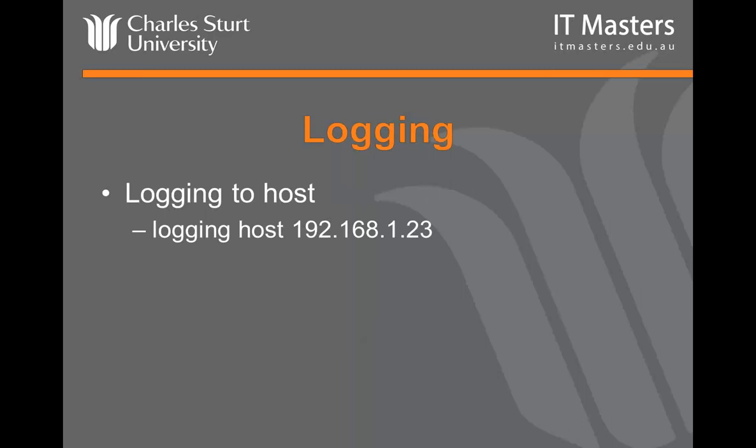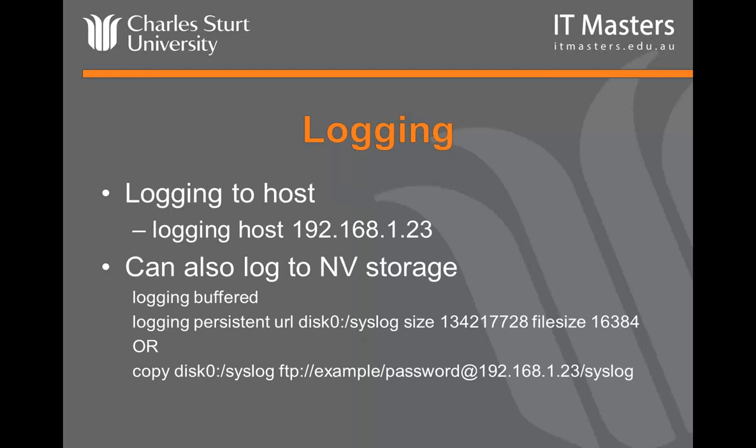Logging, again an obvious one, not necessarily because it stops anything from happening, but it'll at least give you a way to backtrack and do your investigations. So logging host 192.168.1.23, that's who we're going to log to. You can also log to your non-volatile storage, which is quite nifty. This is how you would do that on the command line. Logging buffered sends it to your buffer. Logging persistent url disk0:/syslog, so that's basically your flash card, in the directory /syslog. We're going to give it a size, and the file size is 16384, so basically 16K of information. It doesn't sound like a lot, but it actually can be a lot.